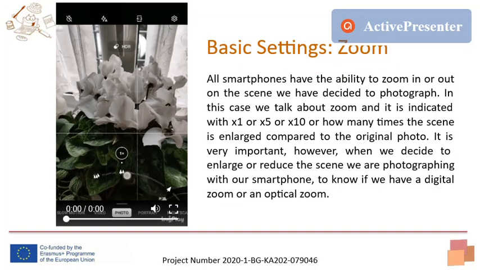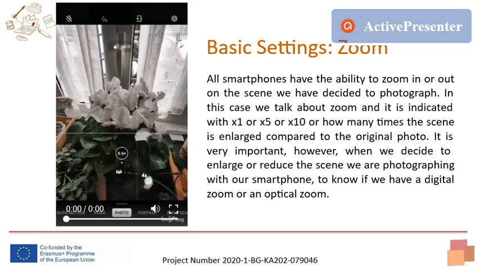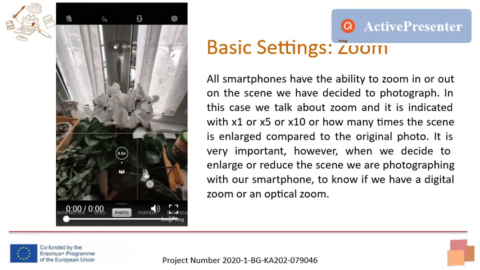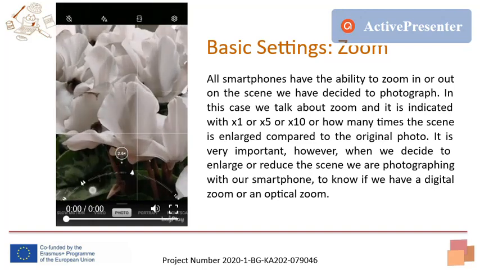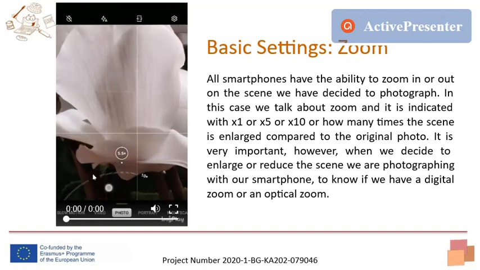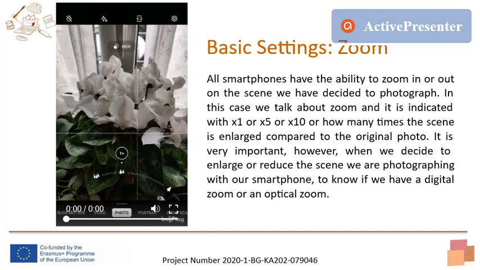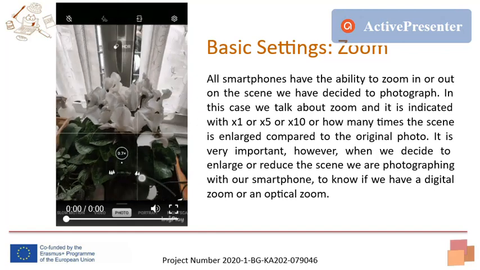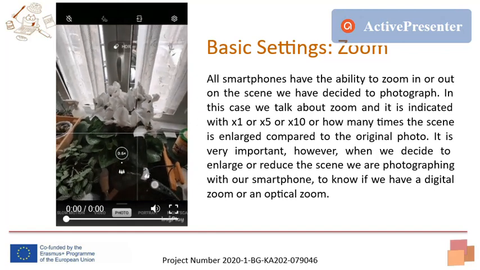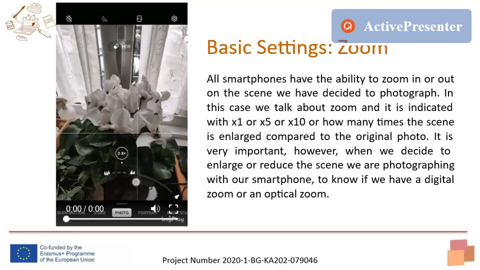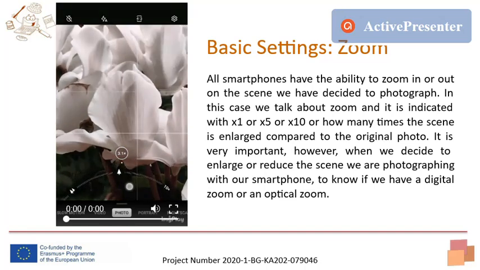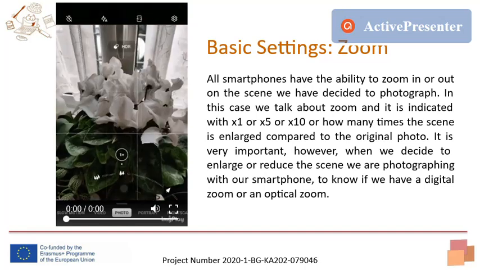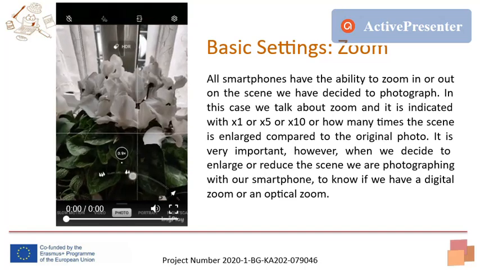All smartphones have the ability to zoom in or out on the scene we have decided to photograph. In this case we talk about zoom, and it is indicated with x1 or x5 or x10, or how many times the scene is enlarged compared to the original photo. It is very important, however, when we decide to enlarge or reduce the scene we are photographing with our smartphone, to know if we have a digital zoom or an optical zoom.